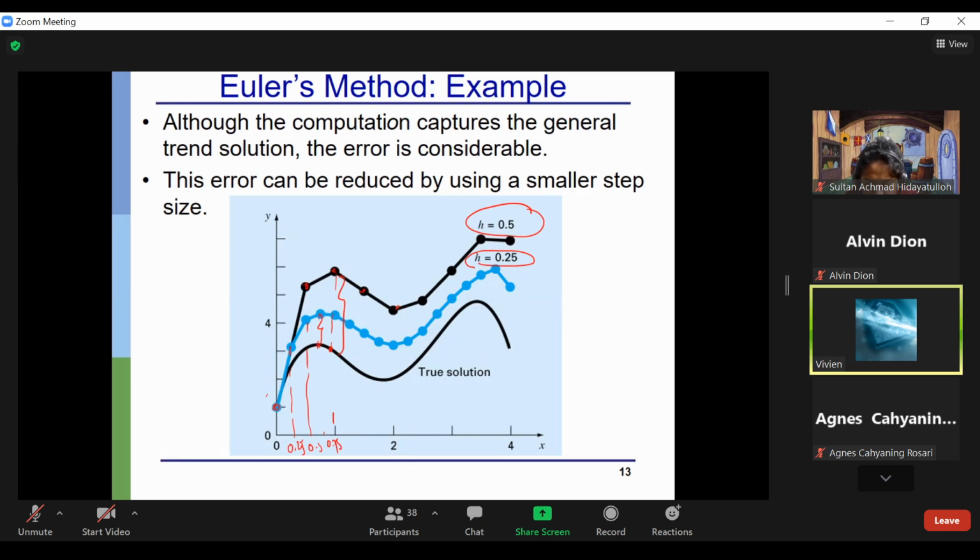So we see that reducing the step size in this case really helps in reducing the error. But on the other hand, we should remember that the number of points that should be calculated in order to get the complete result up to x equals 4, we need twice the points compared to h equals 0.5. Okay. So this is for Euler's method.